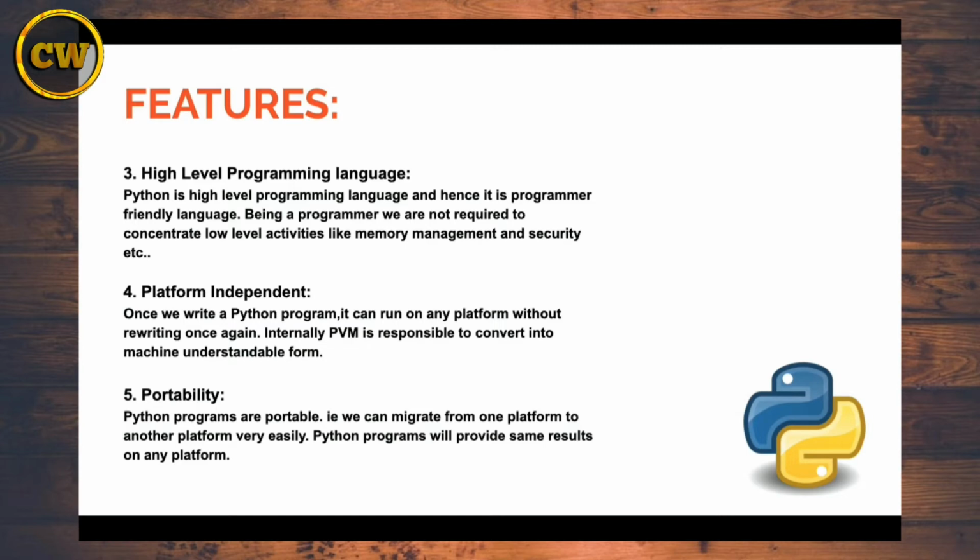So if you are using a Windows platform or a Mac or anything, Python can run on any device. Here PVM means Python virtual machine. So the Python virtual machine is responsible for converting the code into machine understandable form. As we discussed about machine level language and high level language, a high level language is first converted into machine level language, which is done here by the PVM. And portability: Python programs can run anywhere. That's what portability means.